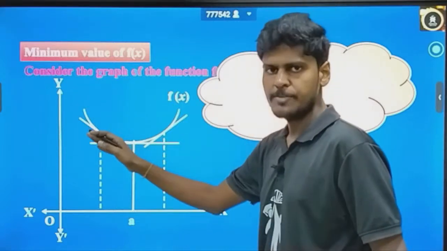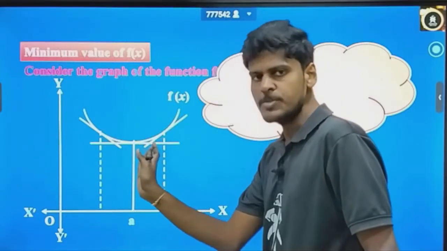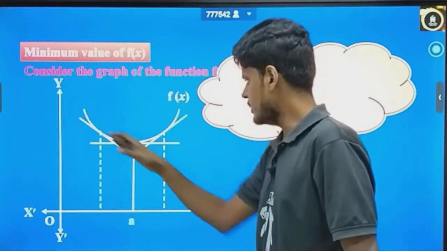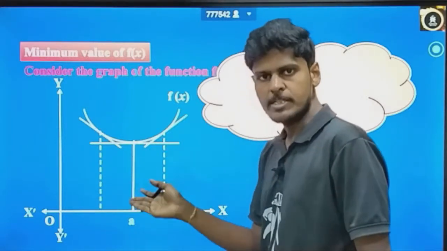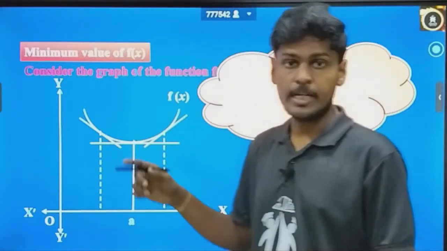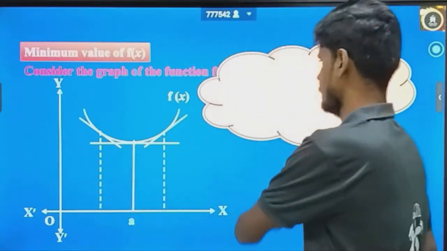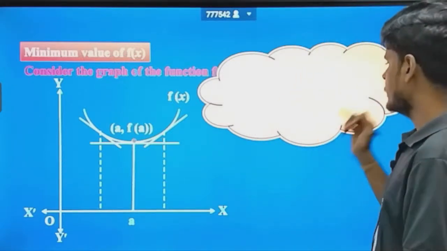And again, what will be the slope of this? This slope is actually negative and this slope is positive. That means f dash of x changes its sign from negative to positive. That is the point of minimum, and this definition is applicable for continuous and differentiable functions. So f of A is the minimum.